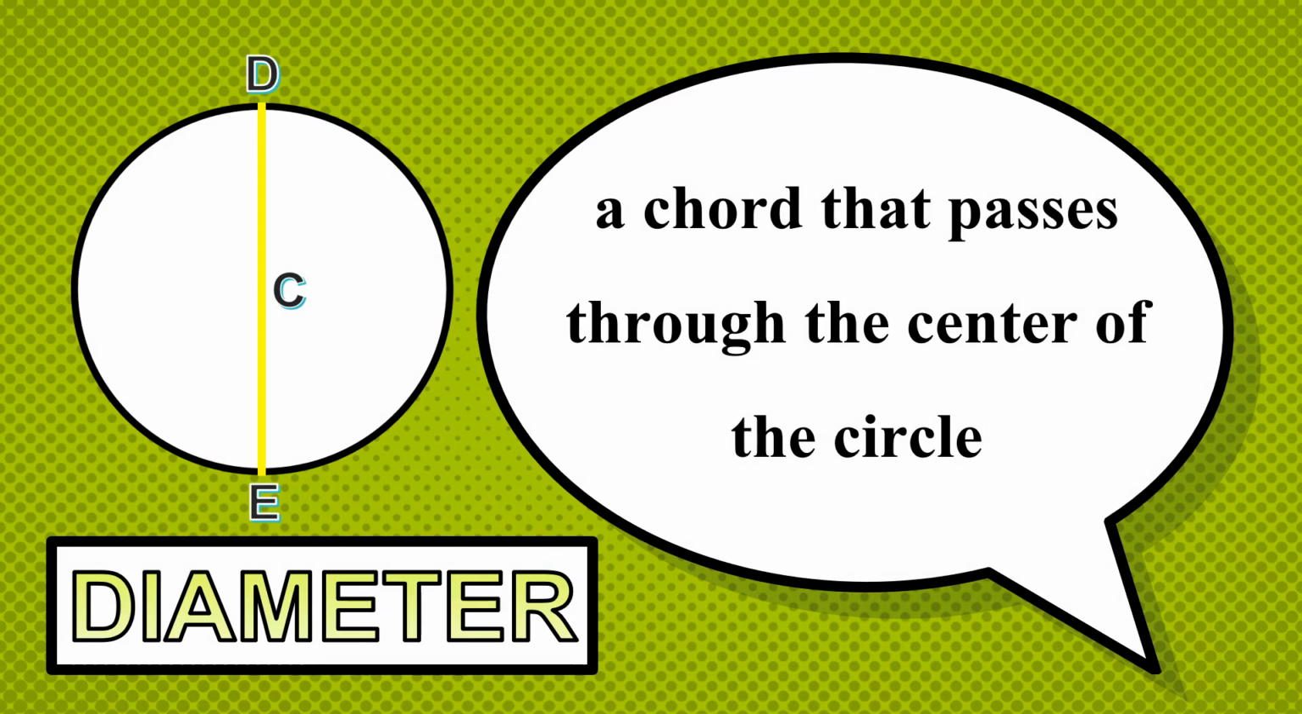Meron din naman tayong tinatawag na diameter. What is a diameter? A chord that passes through the center of the circle. So ang diameter ay pwedeng dalawang radius na magkabilang side ang pinupuntahan basta't siya ay straight line. So, ang diameter ng circle ay napakadami din. Pwede tayong mag-drawing mula dito, papunta dito. Imagine this is a straight line. As long as dumadaan siya sa ating center. That is the diameter.